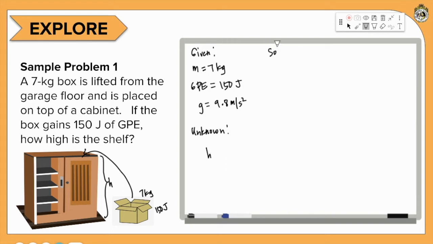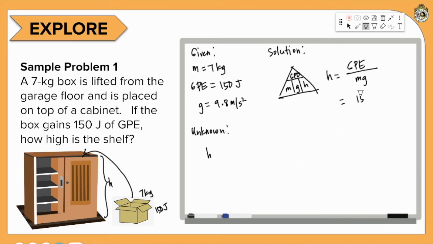So let's now solve. Let me show the formula for height here. We have the pyramid with GPE on top, and at the bottom we divide into 3 parts: mass, G, and height. So we're looking for height. That means height will just be equal to the gravitational potential energy divided by the mass and G. Okay, so now we just substitute.